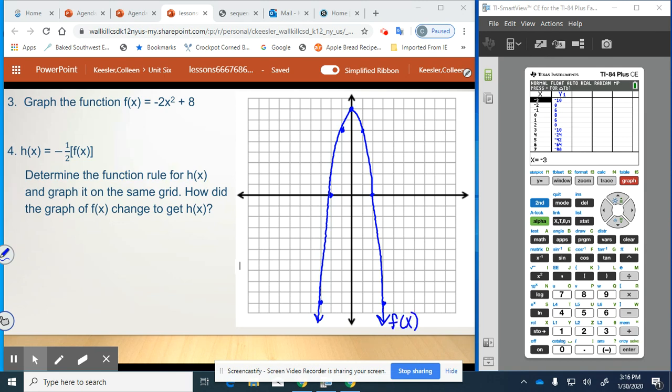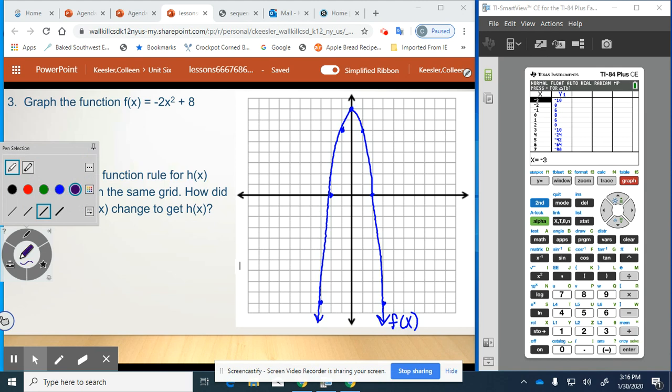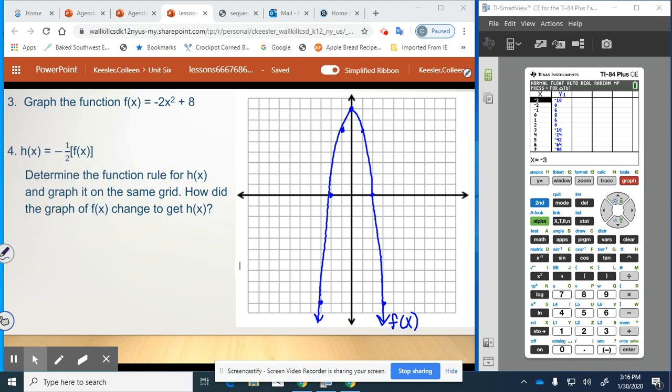So this is going to act as our parent function this time. And this time, h of x wants us to multiply the entire f of x by -1/2. So we're going to do h of x equals negative 1/2 of negative 2x squared plus 8. Now, I could really leave it that way, but I'm going to rewrite it. So h of x equals negative 1/2 of negative 2 is positive x squared, and negative 1/2 of positive 8 is negative 4. So my new equation is going to be x squared minus 4.